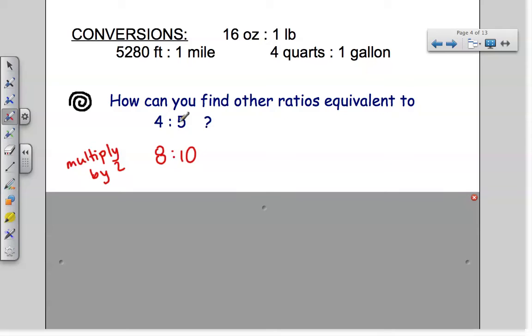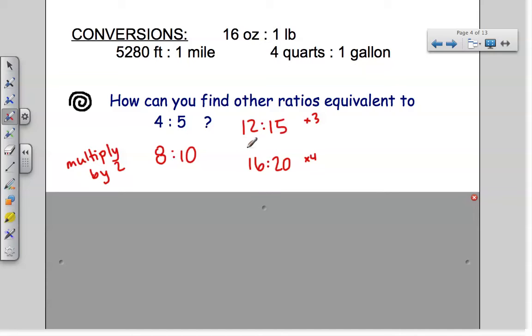Can you think of another ratio equivalent to 4 to 5? How about 12 to 15? And that one, didn't you just times by 3? 4 times 3 is 12, 5 times 3 is 15. These are still all equivalent to 4 to 5. How about another one? How about 16 to 20? Because really, all you're doing is multiplying 4 and 5 by 4, and you get a new ratio.